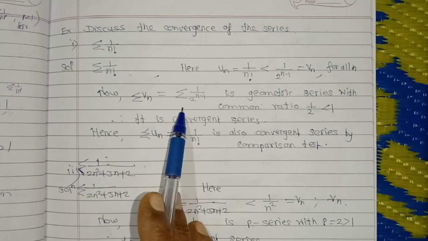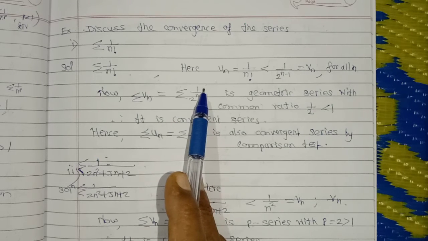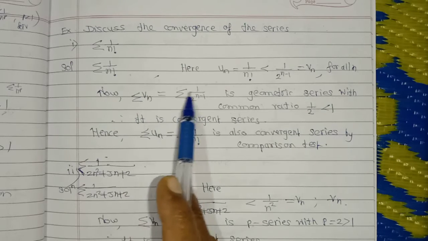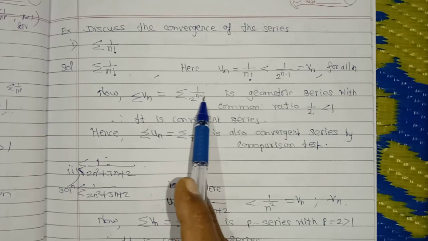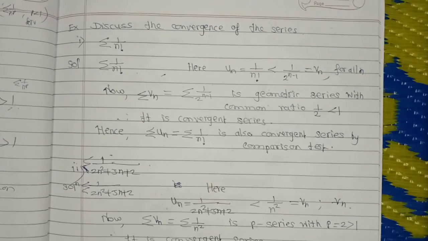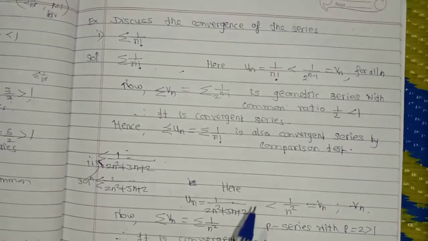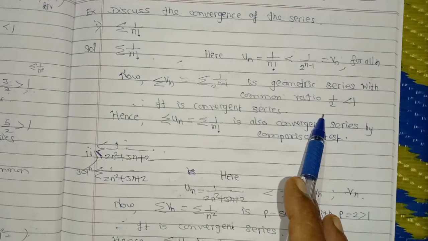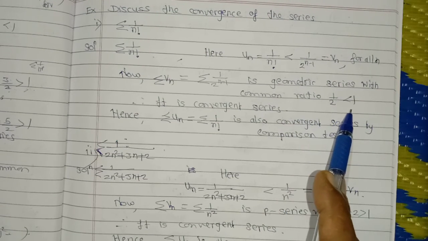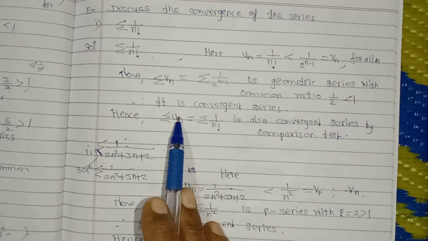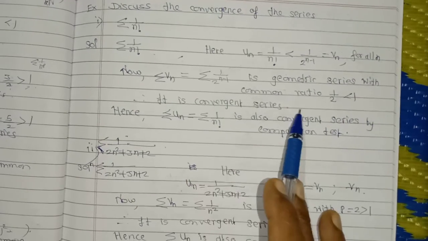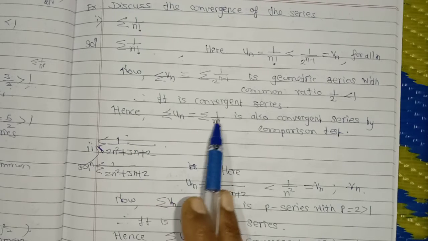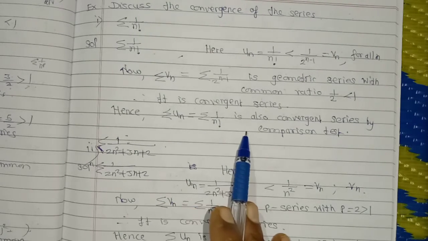Now summation of phi n equal to summation of 1 upon 2 raised to n minus 1 is a geometric series with common ratio half, which is less than 1. Hence it is convergent series. Hence summation of un equal to summation of 1 upon n factorial is also a convergent series by comparison test.